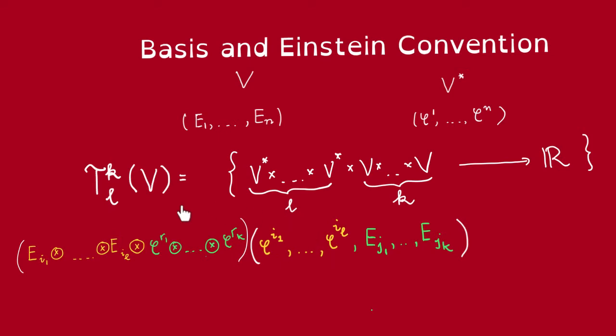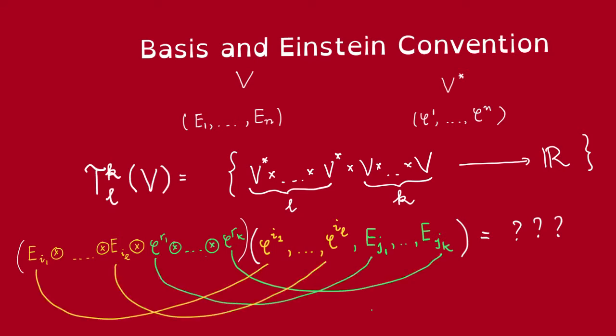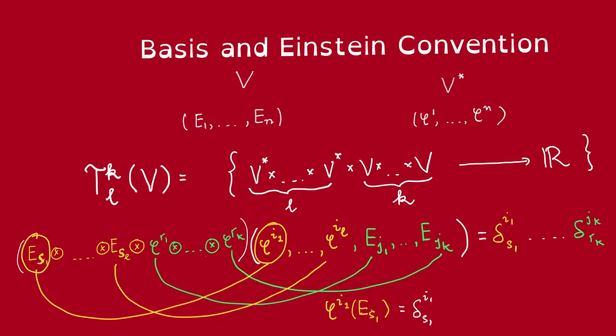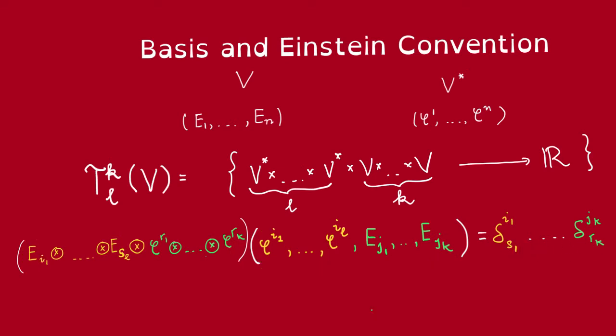When we feed this to it, what does it output? Well, remember, the idea is we pair each of these in order, and then take that product. So for example, the first term in the product is this pairing. That's going to be v^{i_1} applied to e_{s_1}, which is just delta^{i_1}_{s_1}. So we just multiply up the result of all of these pairings and get a scalar. It's not hard to check that these must form a basis of the space of (k,l) tensors.